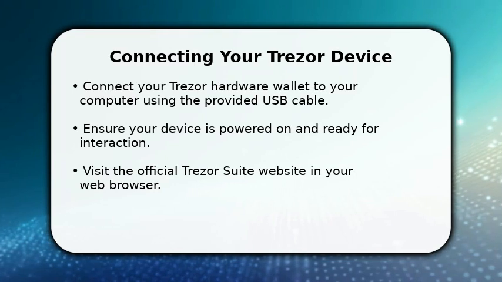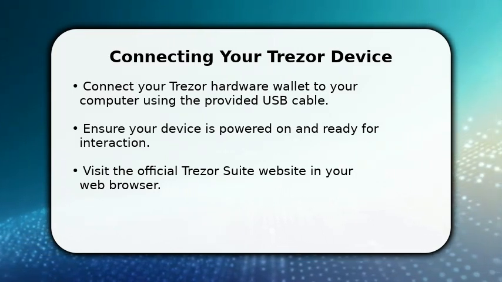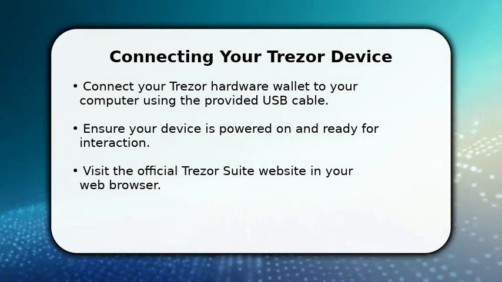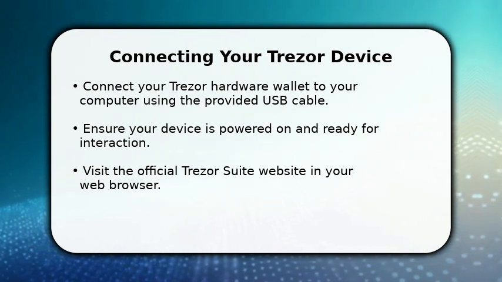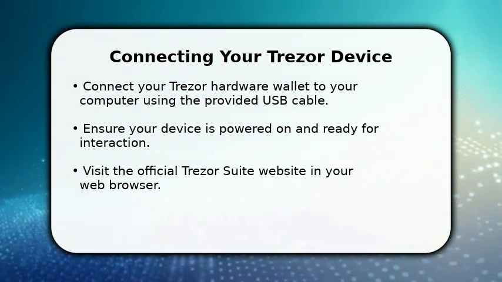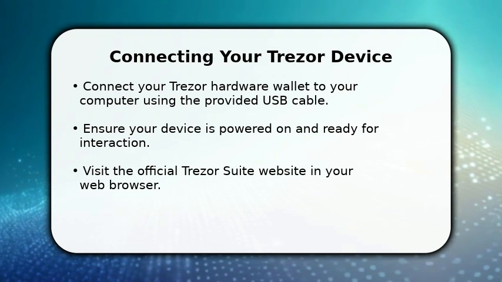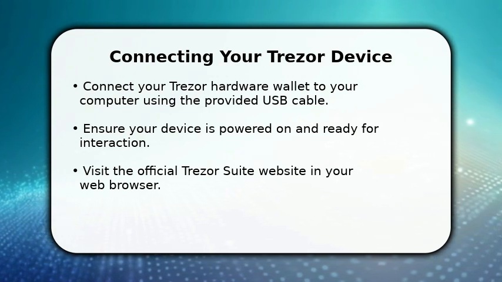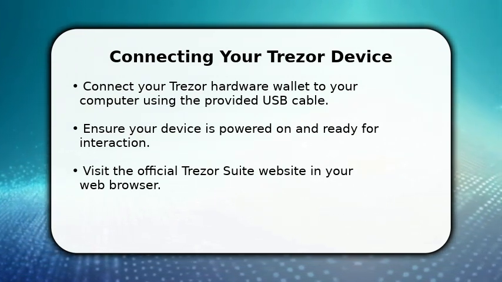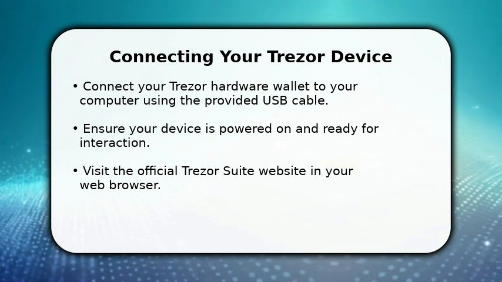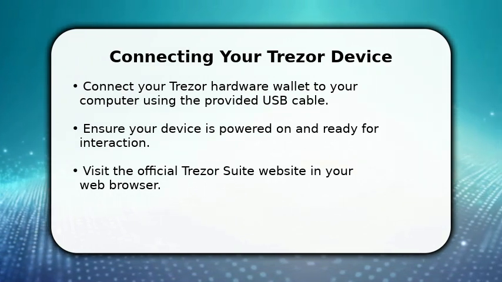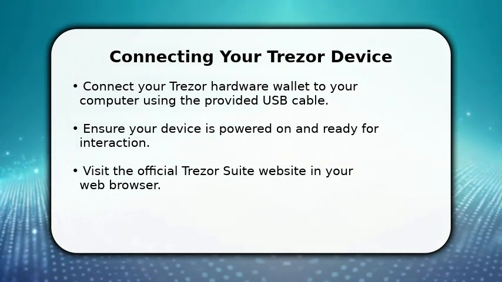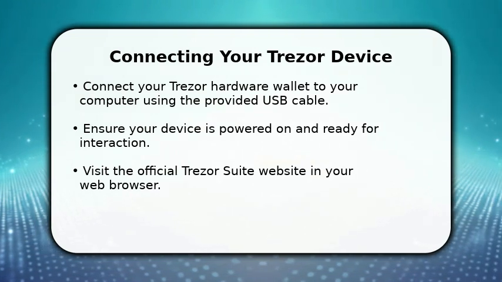In this video, I will explain how to log into your Trezor wallet. First, connect your Trezor hardware wallet to your computer using the USB cable it came with. Make sure your device is powered on and ready. Then, open your web browser and navigate to the official Trezor Suite website. This is the primary interface for managing your cryptocurrency assets securely. It's a straightforward first step to accessing your digital funds.